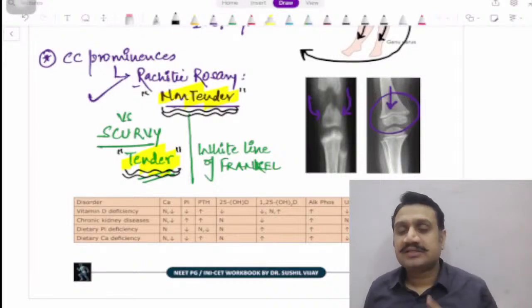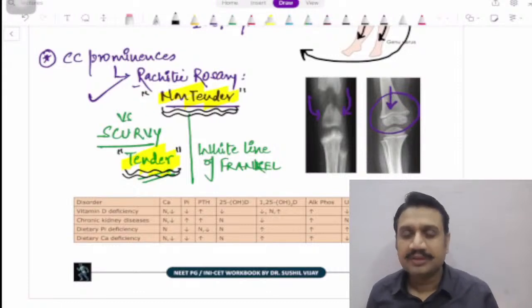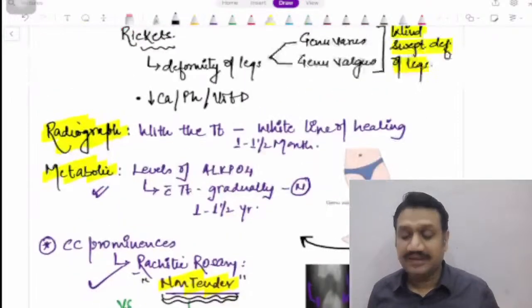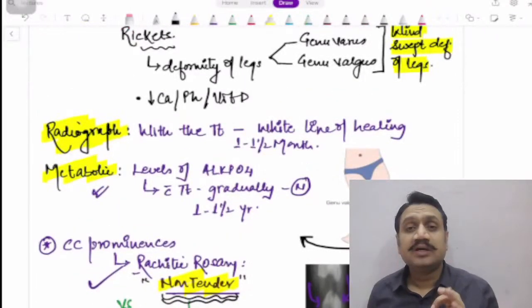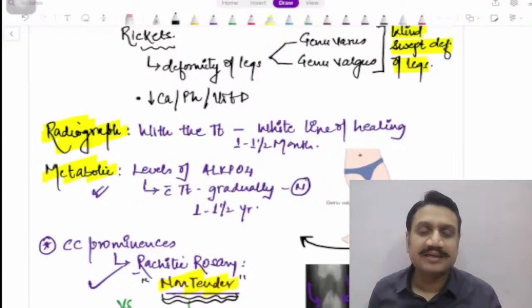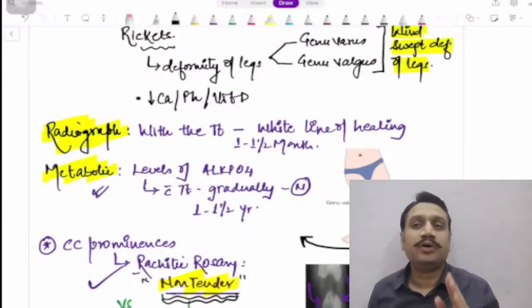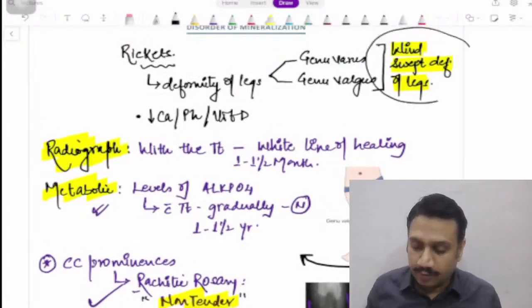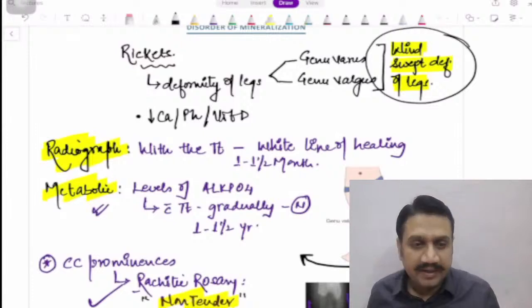So, rickets versus scurvy, you are supposed to remember. Osteoporosis, we have discussed, you are supposed to remember. And also please remember how the deformities are seen in the legs, whether it is of varus type, valgus type, or a windswept deformity, where the legs can have both deformities at a time.